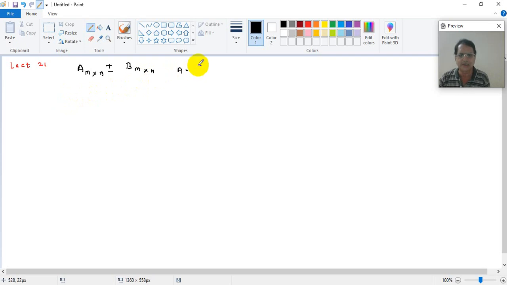Suppose A is say a 3/2 matrix: 1 2, 0 3, 4 1. Suppose this is the matrix. Now what is the order? 3 rows and 2 columns, right?